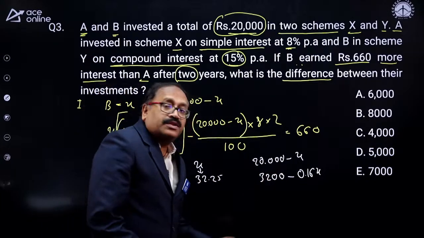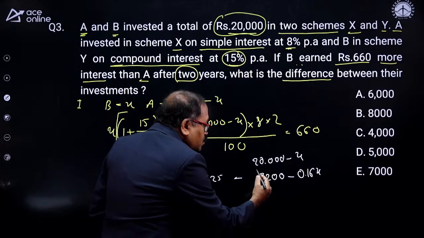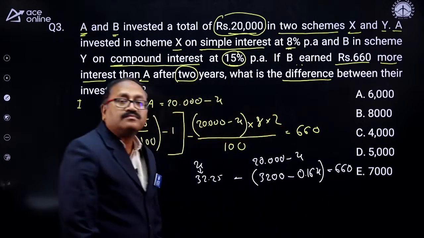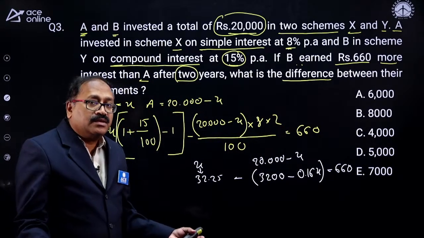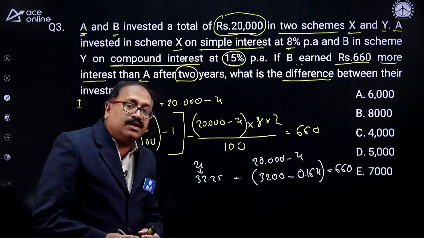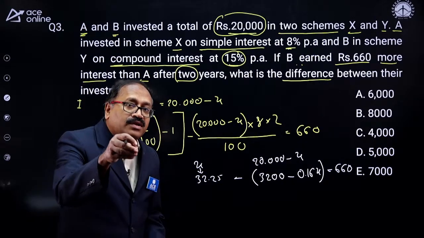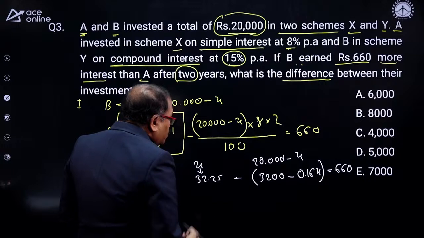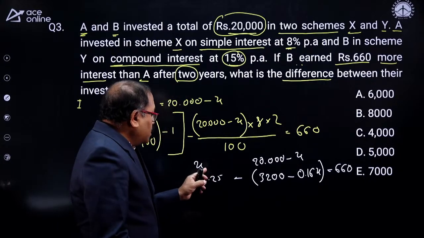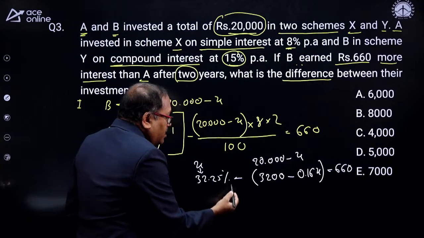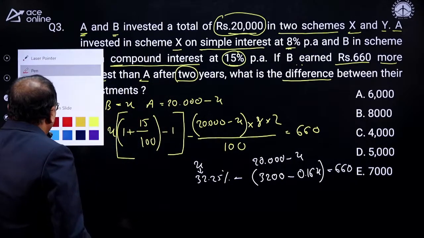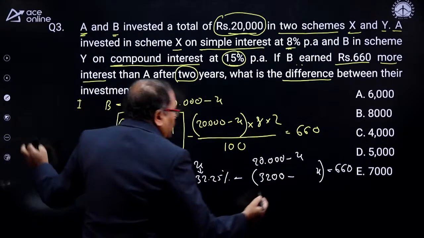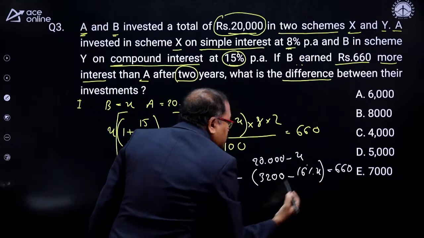And what is the difference between these two? The difference between these two given to us is 660. Hope I am clear. You should not have any doubt in this, and then see how easily we can conclude. Now when I say this is 32.25% of X, and let it be 16% of X for writing convenience, I will write this as 16% of X.